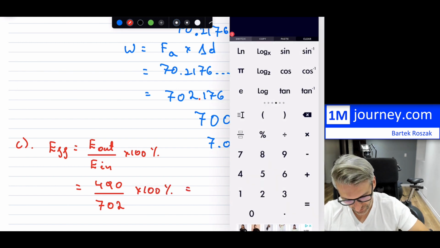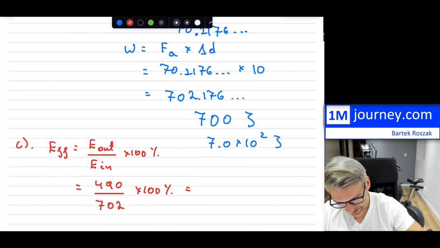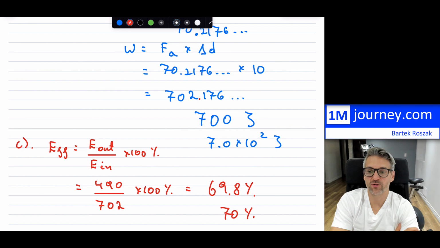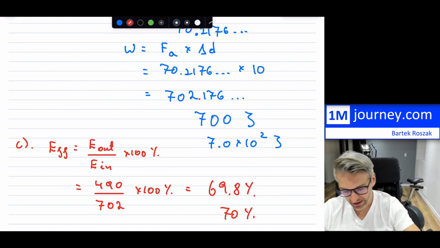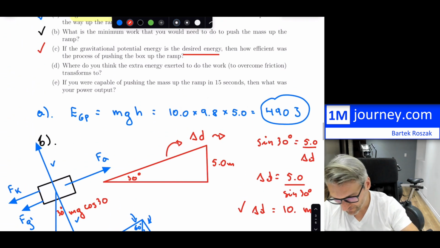So let's see how efficient that was. It's actually not bad. Divided by 702, it's about 70%, so 69.8%, or 70% if you wanted to have it. So that's the efficiency that you would have. All the other energy is being utilized to overcome that friction.